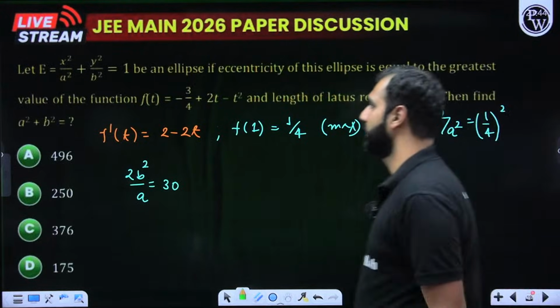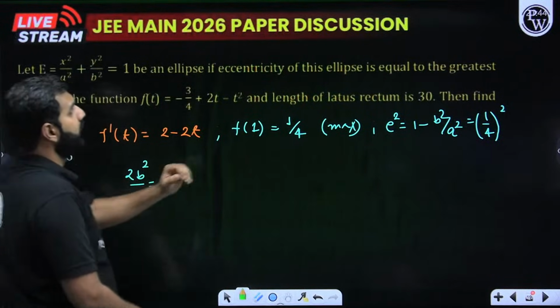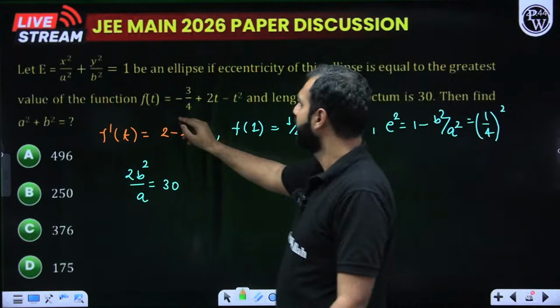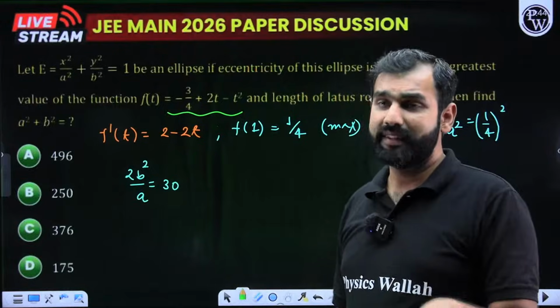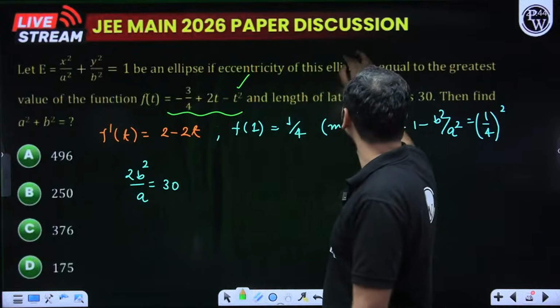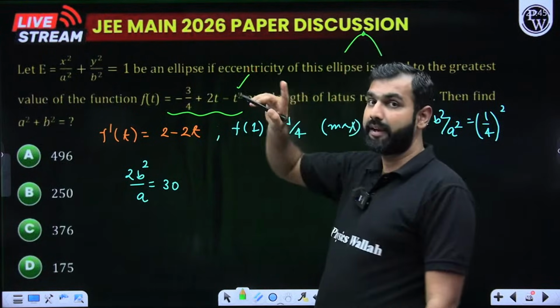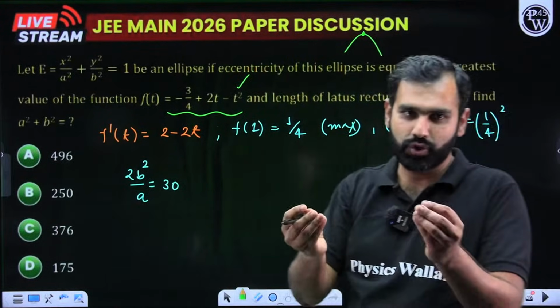The next question. Here it says that this is your ellipse and the eccentricity of the ellipse is equal to the greatest value of this function. Now this is clearly a quadratic. We see that here the coefficient of t square is negative, which means a downward facing parabola. So it will have its maximum value at minus b by 2a. The maximum value will be minus d by 4a. So that short formula is there.